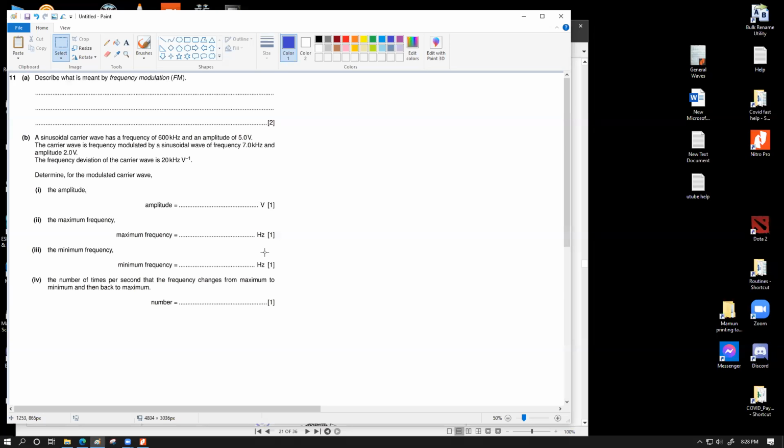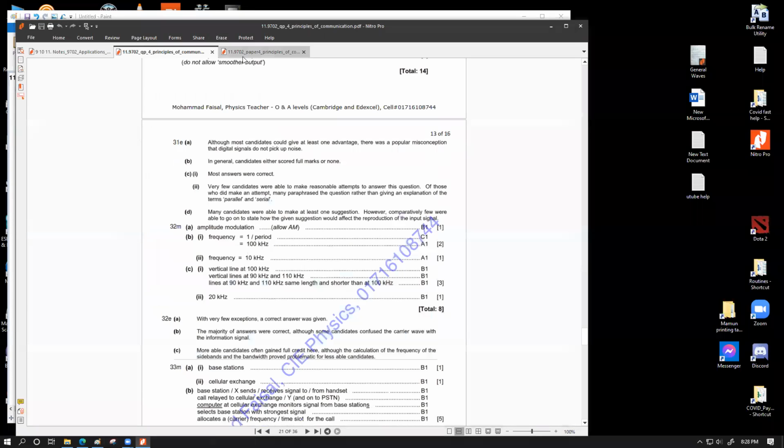Amplitude variation, no, displacement of the information signal, sorry. The frequency of the carrier signal is varied in conjunction with, or corresponding to, the displacement of the information signal. That's supposed to be the correct definition.